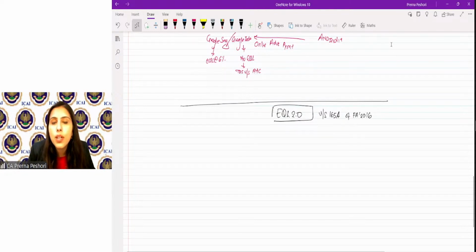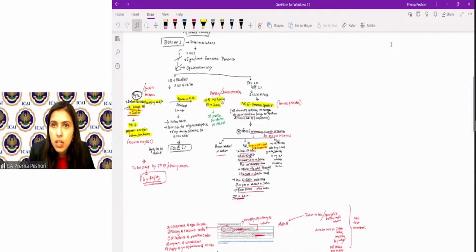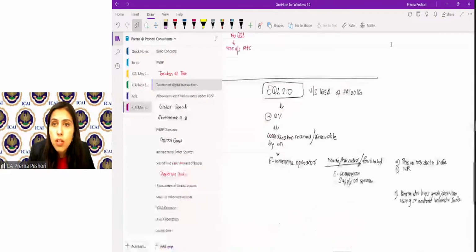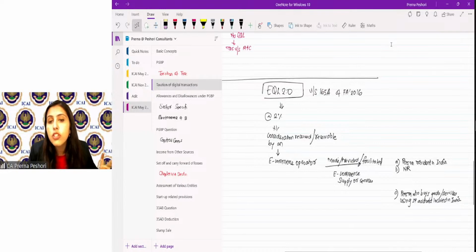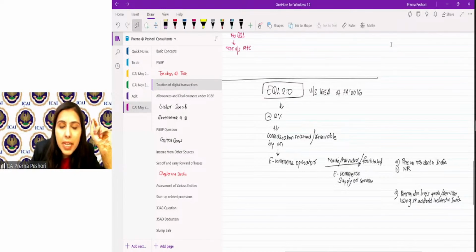Using the IP address located in India. Fine. So this is going to be applicable to an e-commerce operator which is providing, making or facilitating the e-commerce supply of goods or services to a person resident in India, to a non-resident, to a person who buys goods or services using the IP address located in India.